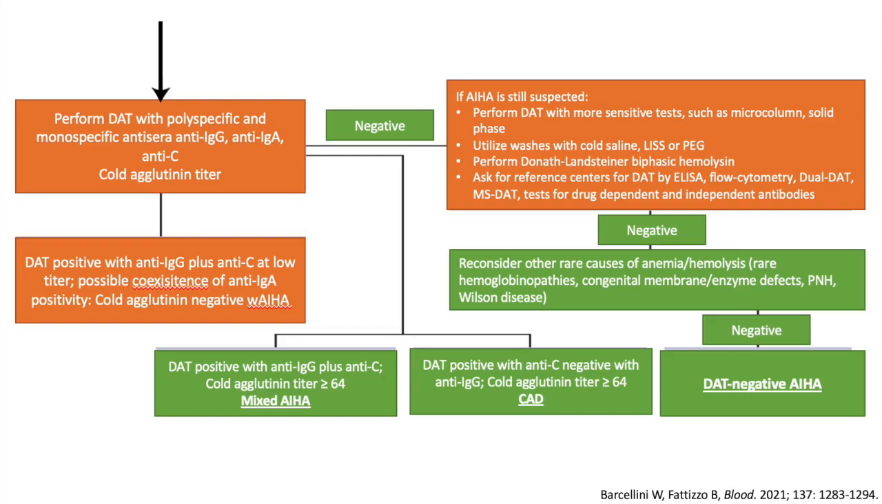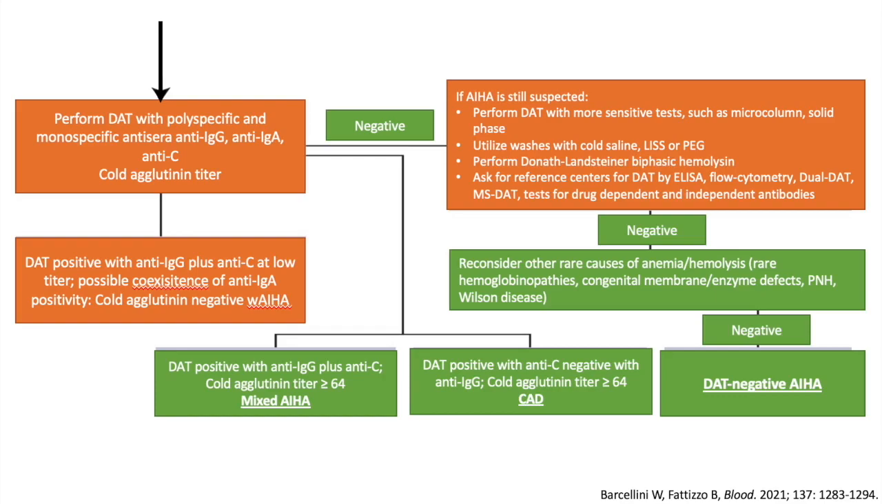In particular, in patients with warm autoimmune hemolytic anemia, we would have a direct antiglobulin test positive for IgG only, or in about 30% of cases, a direct antiglobulin test positive for IgG and complement at low titer.